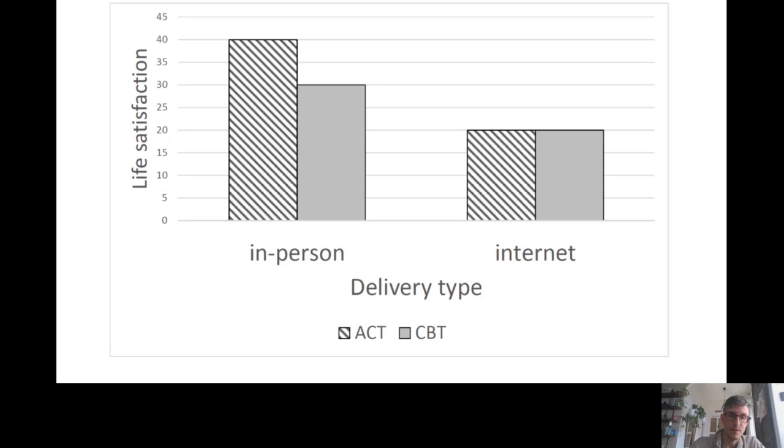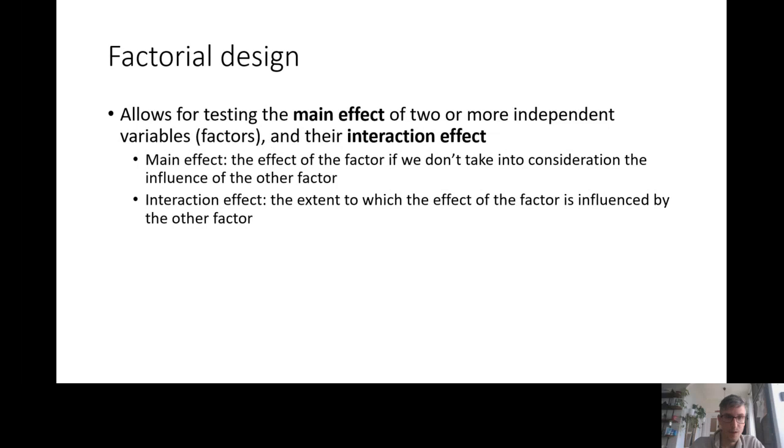And if we consider in-person delivery, only then can we say that ACT is better. So actually, the comparative edge of ACT only comes out in in-person delivery. So the higher effectiveness of ACT depends on the delivery type. So we have an interaction effect here.